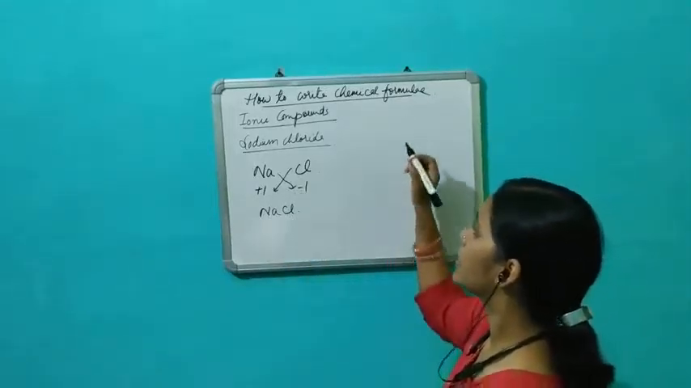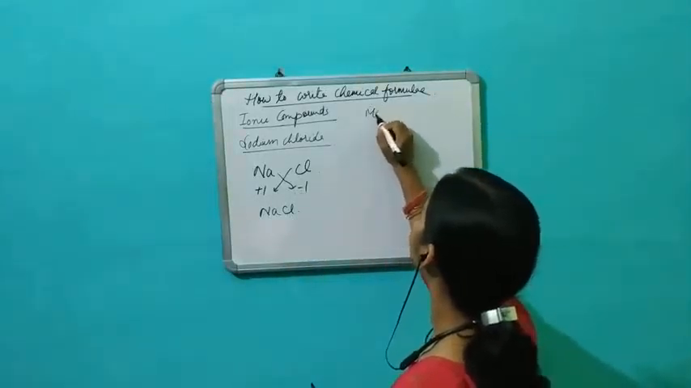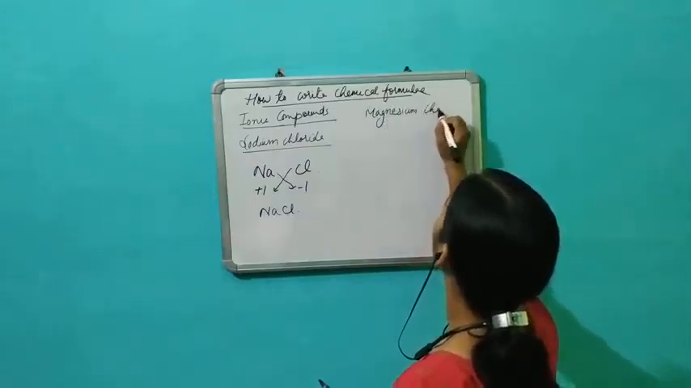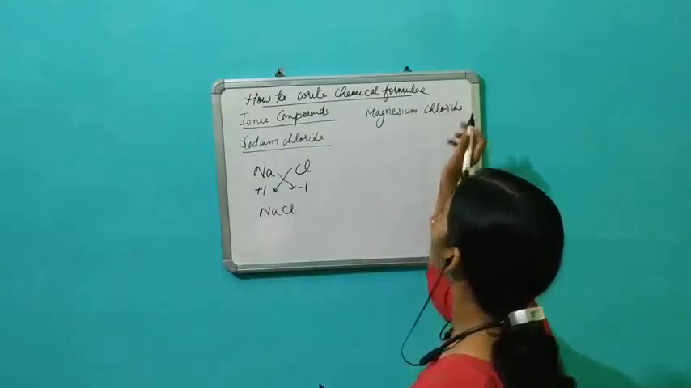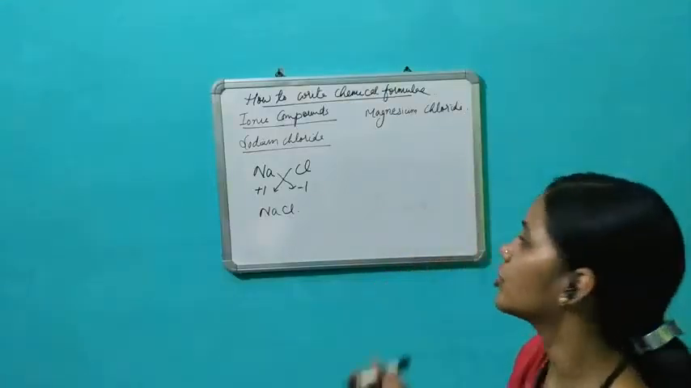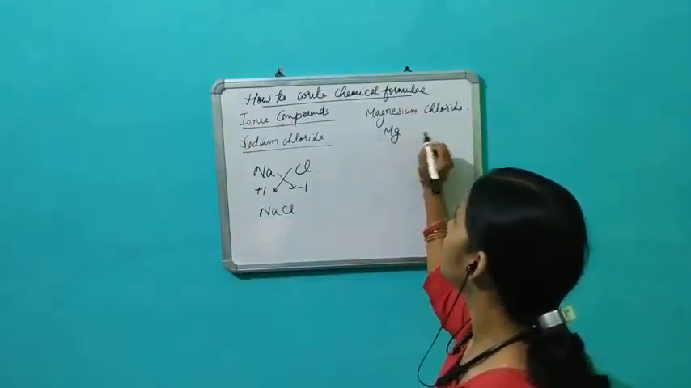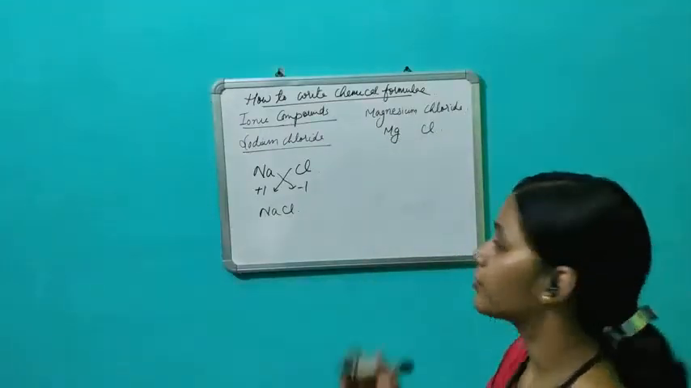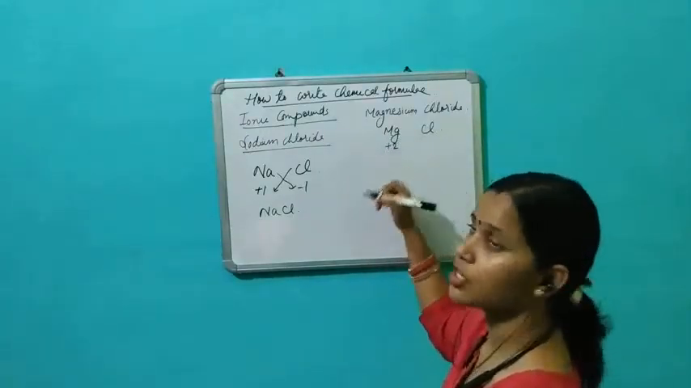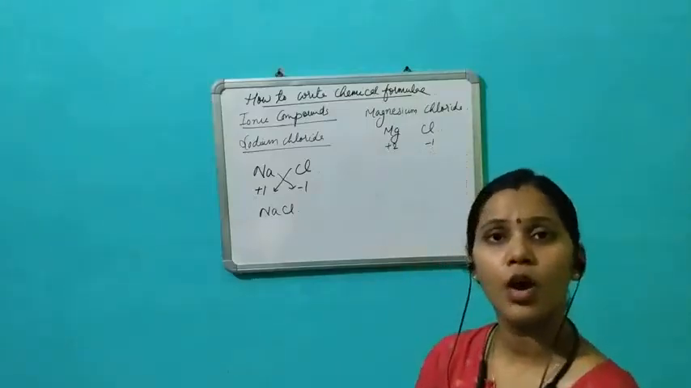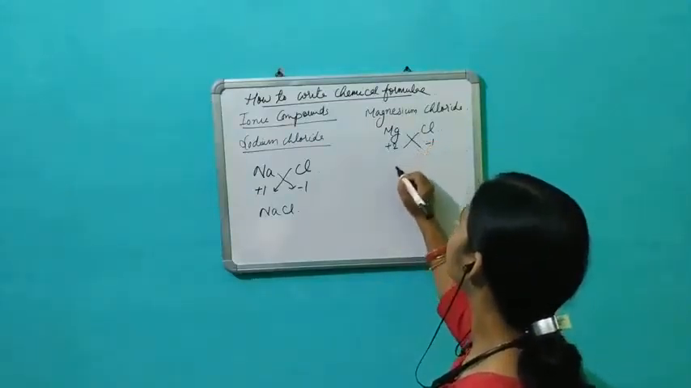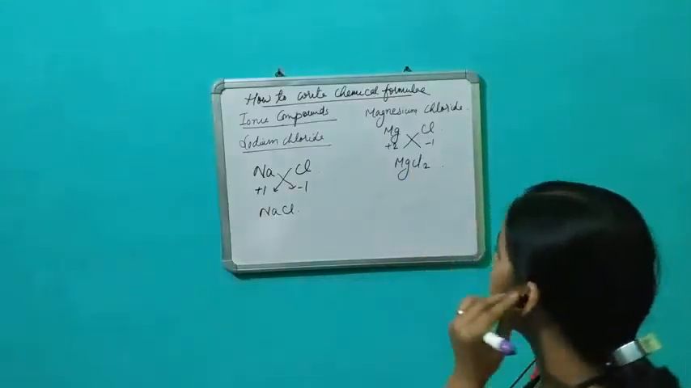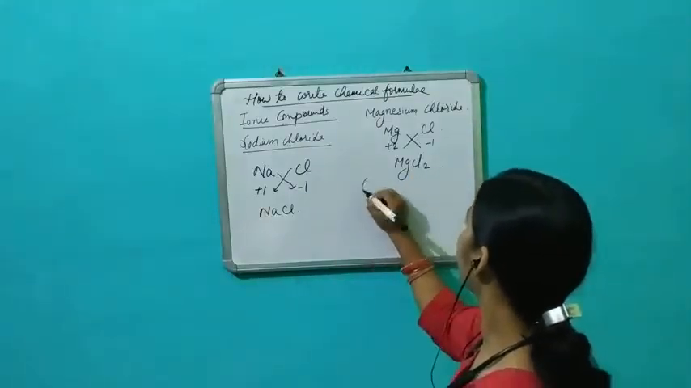Another example is magnesium chloride. So what is the symbol of magnesium? It is Mg, and chloride is again Cl. Magnesium can lose 2 electrons, so it will have +2 charge, and Cl is having -1 charge. If we crisscross, we get MgCl2.